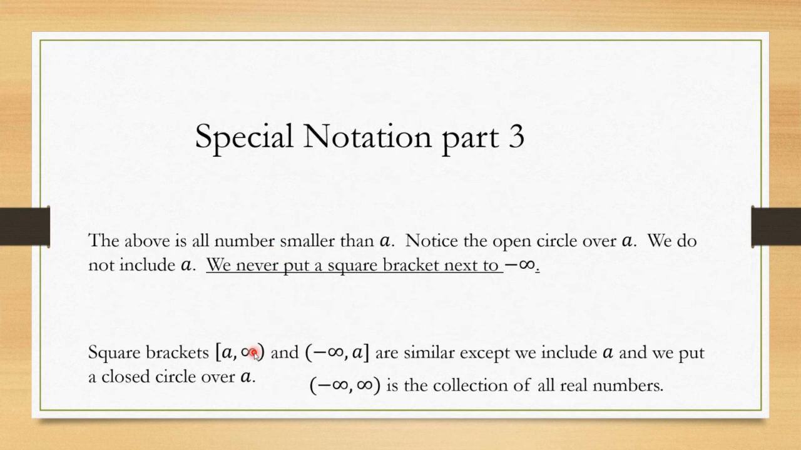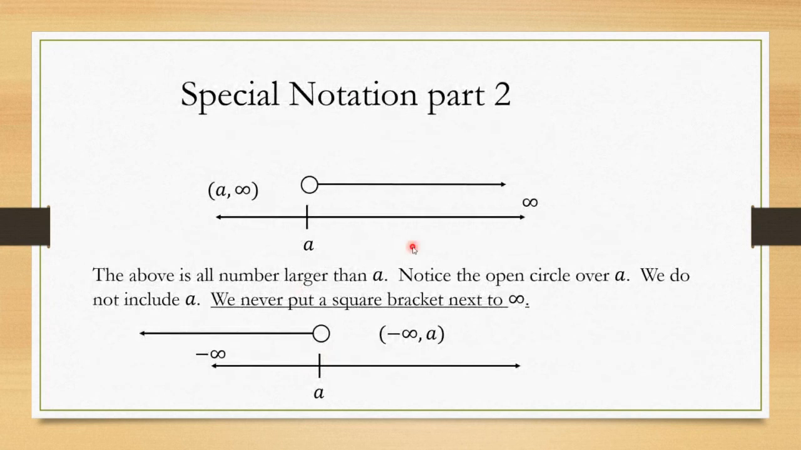We also can have square brackets. Again, we never put a square bracket next to minus infinity. We just don't do that, because minus infinity is not a number. You only put open brackets next to it, as here.